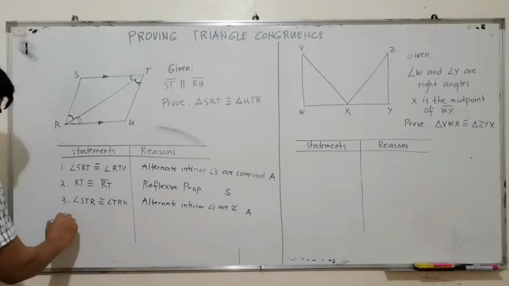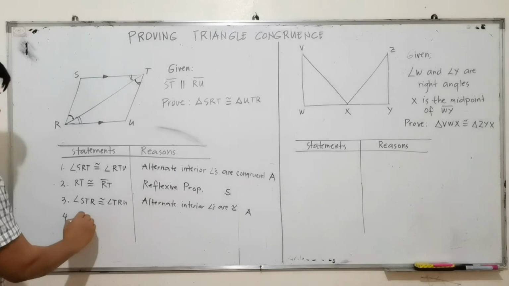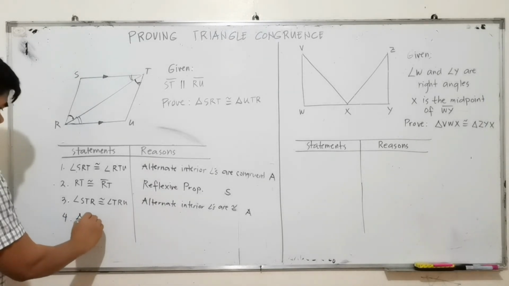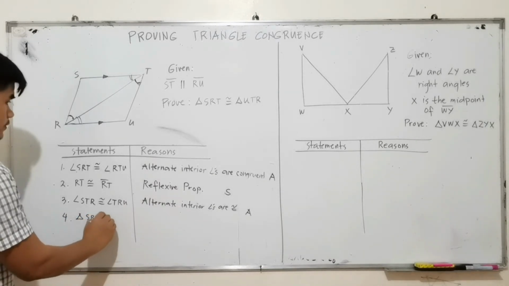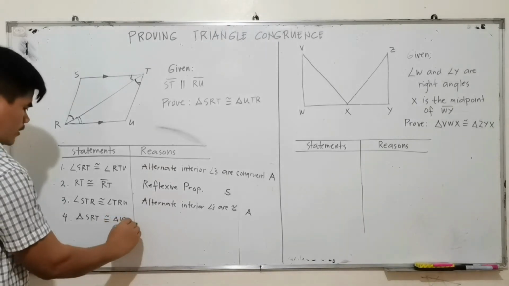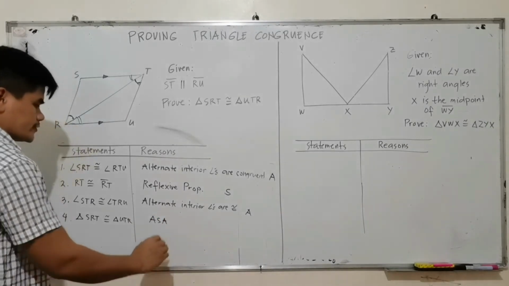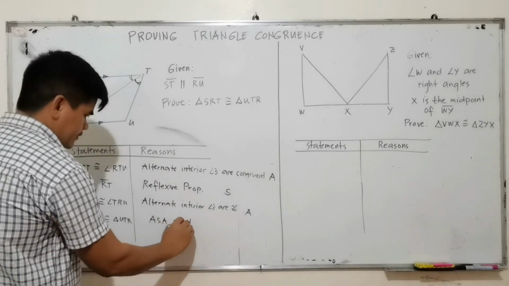So we'll write now the proving statement. So triangle SRT is congruent with triangle UTR by ASA or ASA postulate.